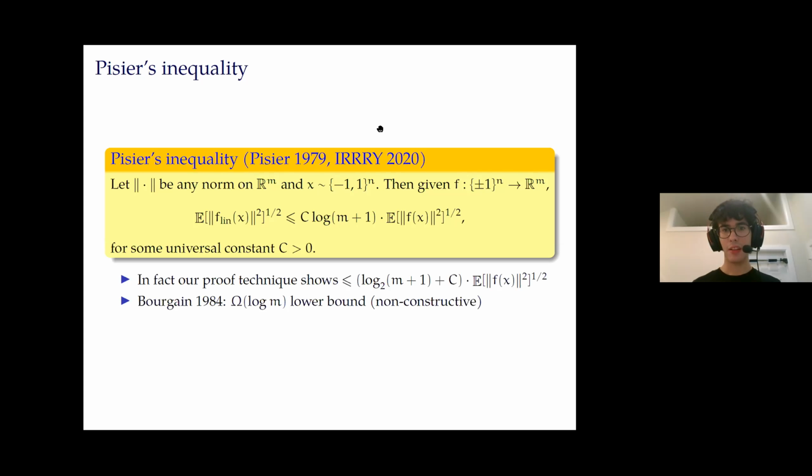And there's a log m lower bound for this problem due to Bourgain. His proof uses some probabilistic techniques, so he doesn't actually give an explicit function. And in this argument, we also can find an explicit lower bound of log m over log log m.